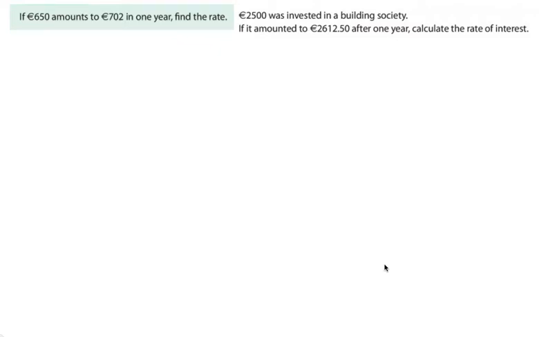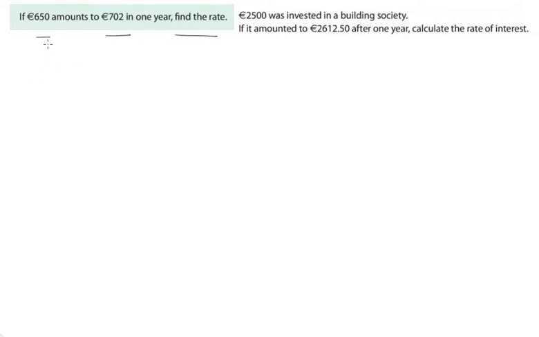Okay, so yesterday we looked at compound interest and how to calculate it. Today we're looking at a slightly different sum, but it still involves compound interest. So in this sum here, we know what the principal is and we know what the final amount is. What we don't know is the interest rate, the percentage interest rate.